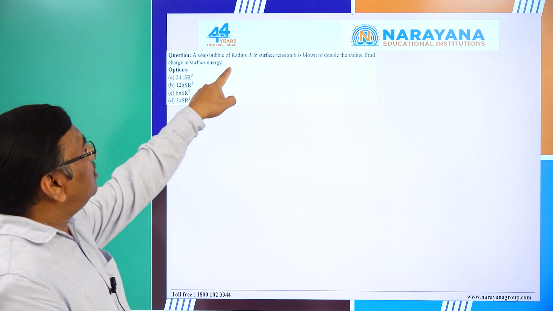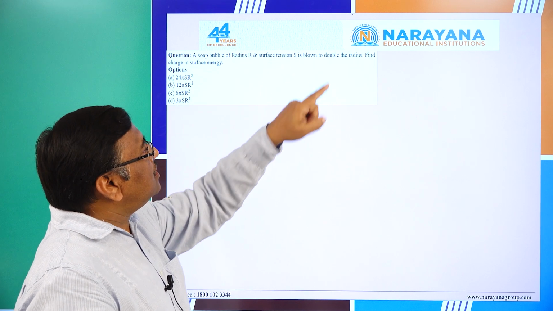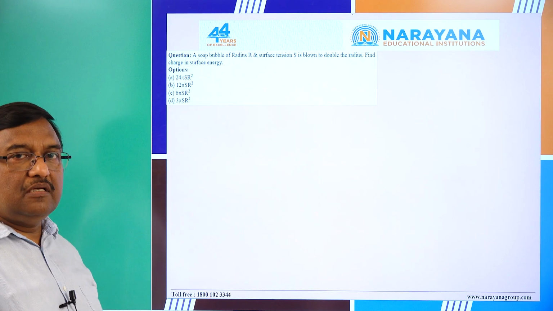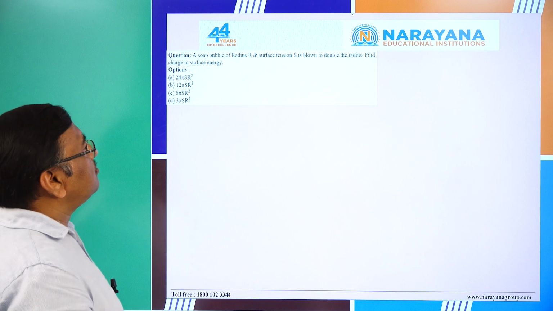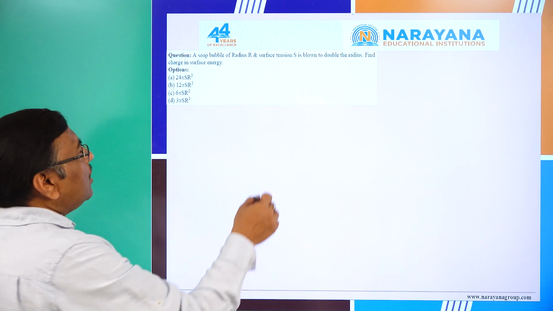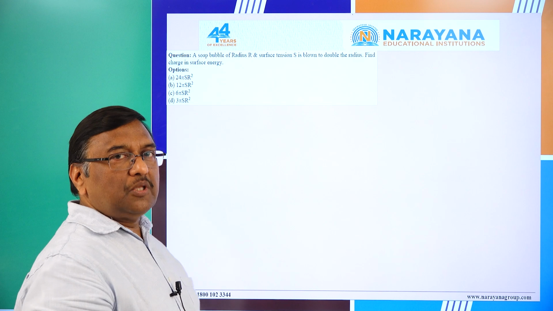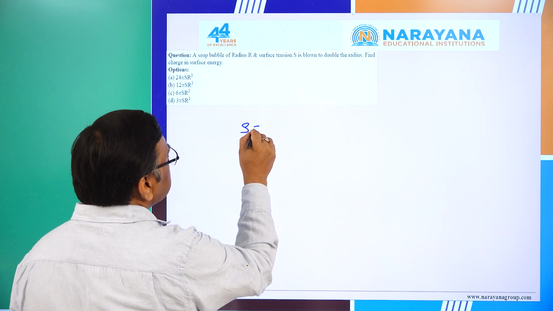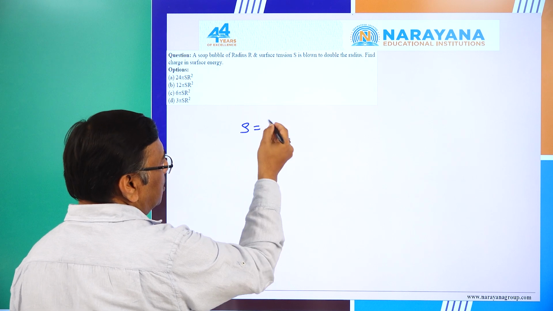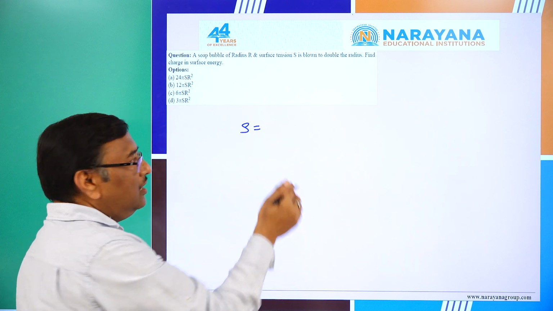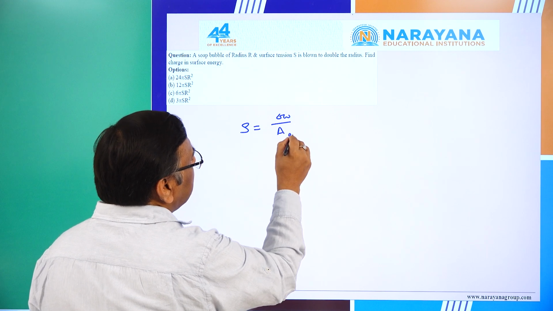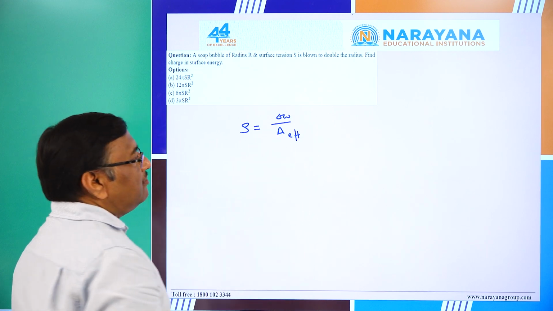A soap bubble of radius r and surface tension S is blown to double the radius. Find the change in surface energy. Again, it is a definition based question from surface tension. You know what the energy of the soap bubble is. The main thing here, we know surface tension S is equal to work done per unit area. So I can write delta W divided by area. Here we generally write A as my effective area.